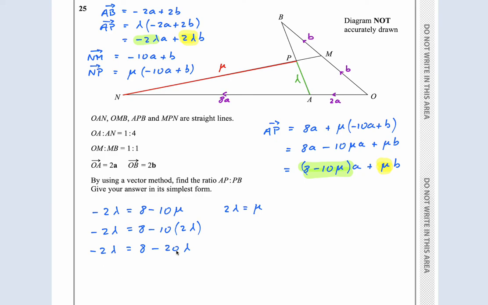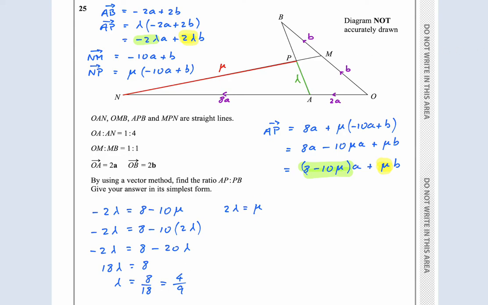Add 20 lambda to this side, I get 18 lambda equals 8, and I get lambda equals 8 over 18, divide by 2, 4 over 9. Okay, very nearly finished. I told you this was hard, guys.